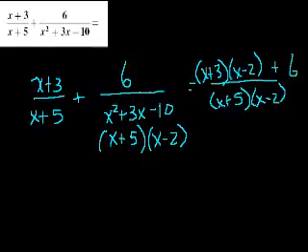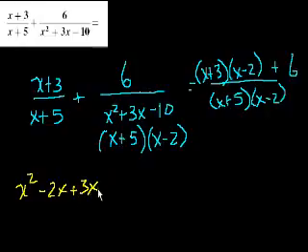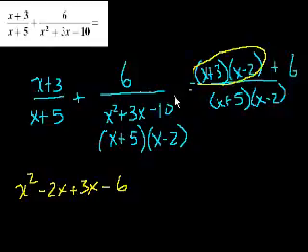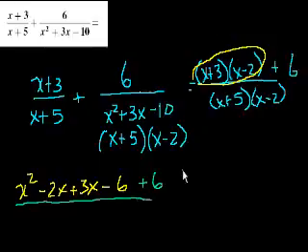And now we just get into simplification mode. x times x is x squared. x times minus 2 is minus 2x. 3 times x is plus 3x. 3 times minus 2 is minus 6. So that's this term right here. Then we have the plus 6. And then all of that is over this stuff.